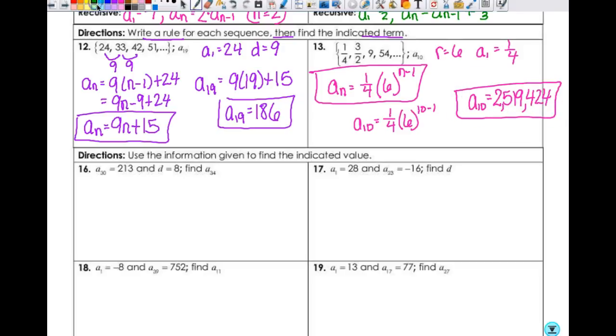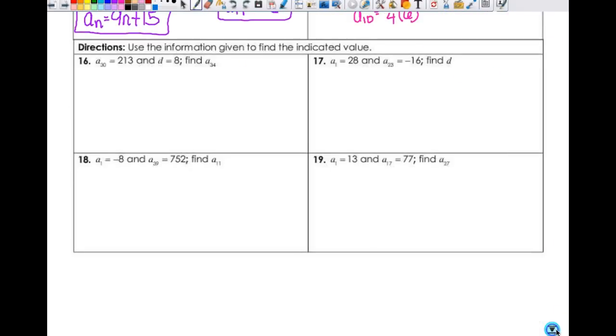All right, so the next one says, use the information given to find the indicated value. So I don't have a rule by itself, but I have to find the indicated value. I want A34. In order to do that, I have to use my formula for arithmetic sequences. In order to use the formula, I have to have D, and then I have to have A1. I don't have that, but I can use this information to find it.